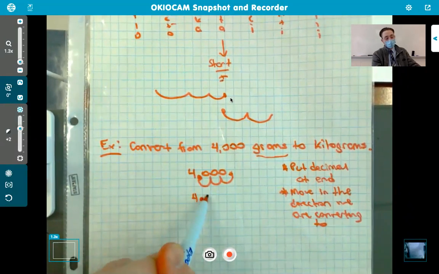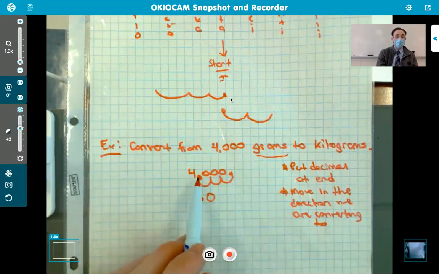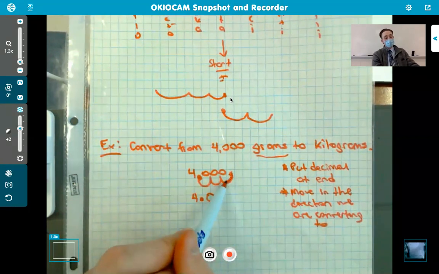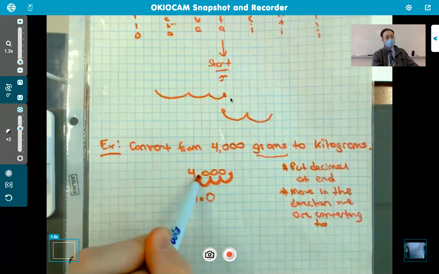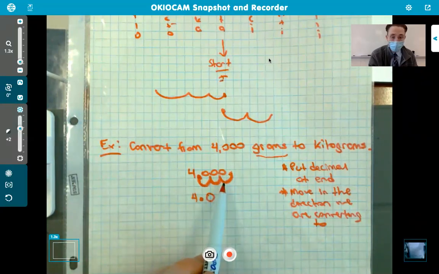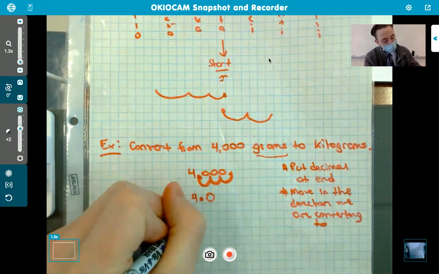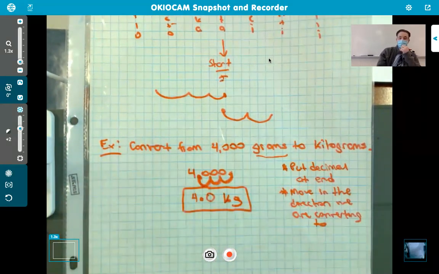And now I have 4.0 as my new number, right? I started with 4,000 and now it goes down to 4. When you're moving your decimal point, it's one place value over, so I stop in between that number there. Okay. So to answer our question, 4,000 grams is 4 kilograms. And that would be your final answer.